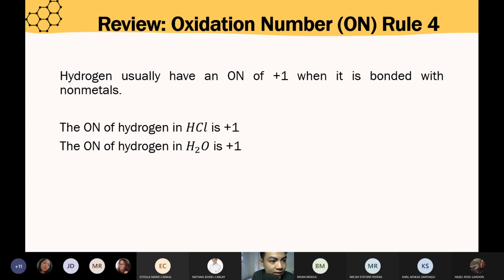If our hydrogen is attached to a non-metal, it is positive 1 in charge. For example, HCl. Cl is a non-metal, so hydrogen is positive 1 in charge, because this one is a non-metal. In this molecule here, H2O, oxygen is a non-metal. Therefore, the oxidation number of hydrogen is positive 1. So that's rule number 4.